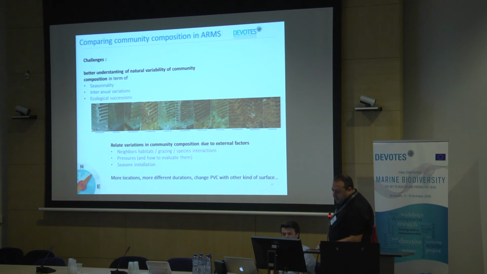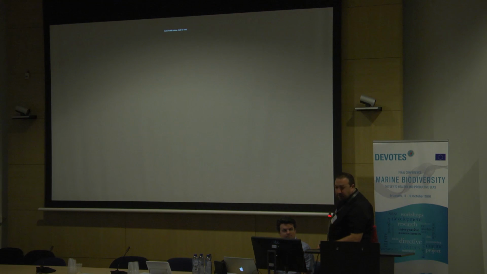So the challenge is a better understanding of natural variability of community composition in terms of seasonality, internal variation, ecological succession, and relative variation in community composition due to external factors, and always more locations, more different directions, and changing the kind of surface.